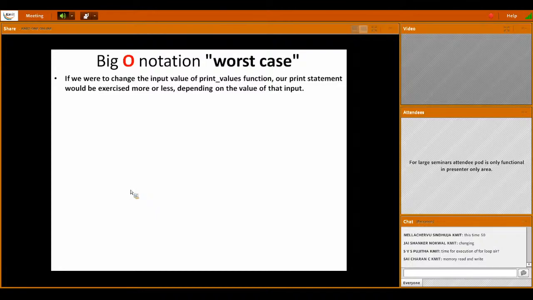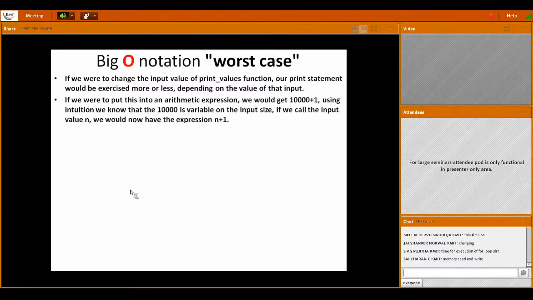The higher the value of the end parameter which I am passing in the code, the higher the time taken to execute the loop, right? The lower I pass, the lower the time, so it is linearly dependent. If we were to put this into an arithmetic expression, we would get 10,000 plus 1.